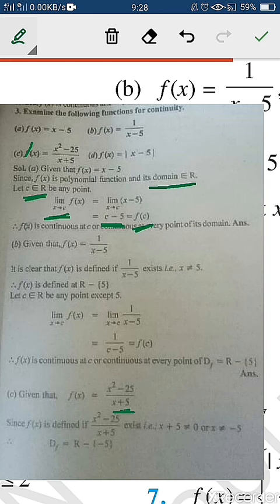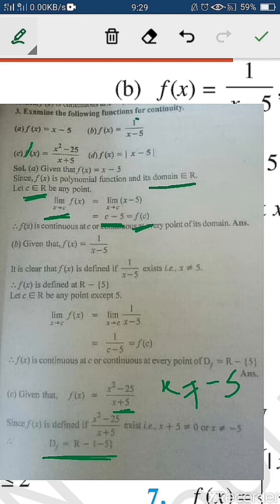We very well know that the denominator can't be equal to 0. So if the denominator can't be equal to 0, it means x cannot be equal to minus 5, or x can be any number except minus 5. So what is its domain? Any real number except minus 5, because we are neglecting minus 5 here. So if you take any point in its domain, the function is continuous everywhere.